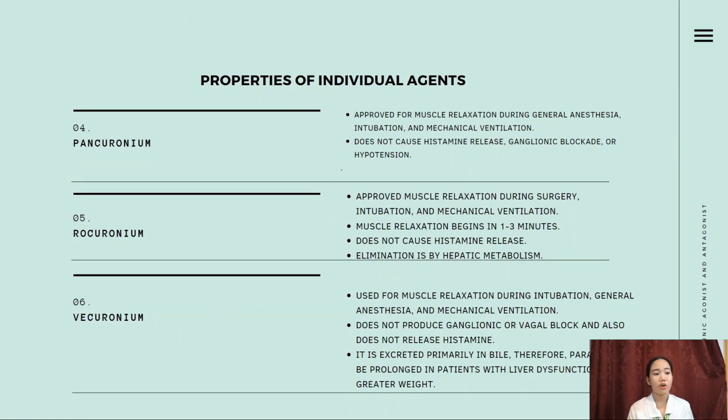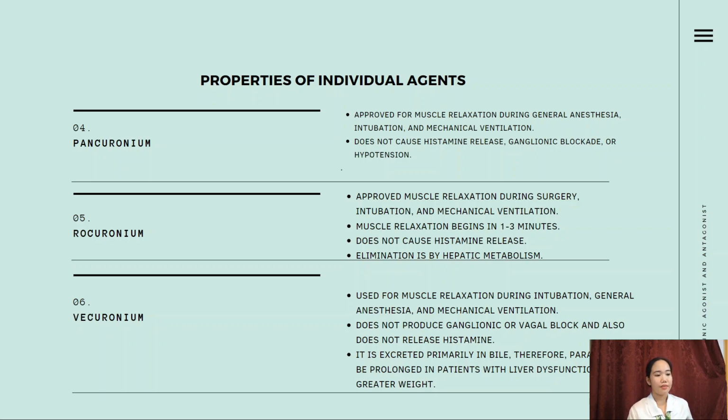Fifth, we have the rocuronium. It is approved for muscle relaxation during surgery, intubation, and mechanical ventilation. Muscle relaxation begins in 1 to 3 minutes. It does not cause histamine release and is eliminated by hepatic metabolism.